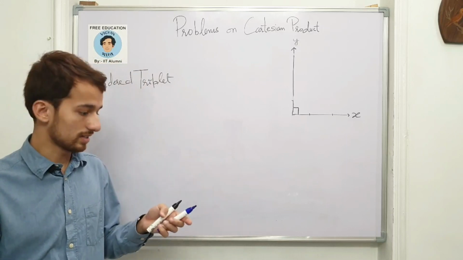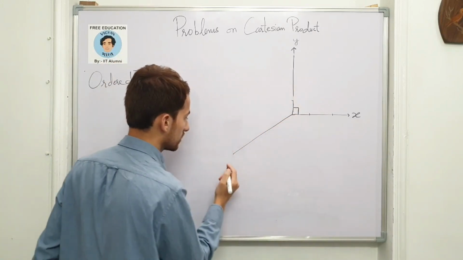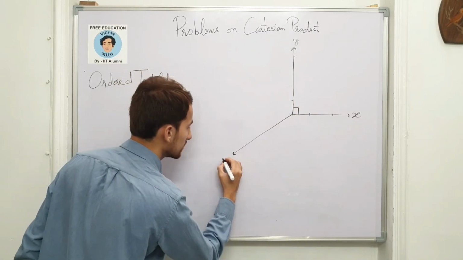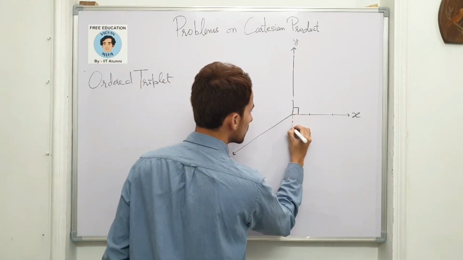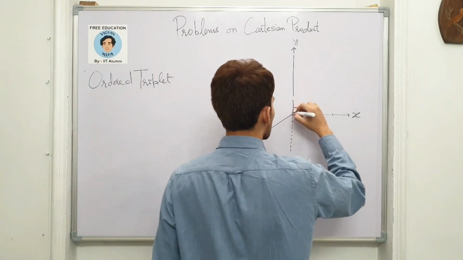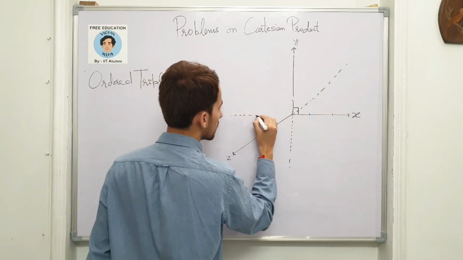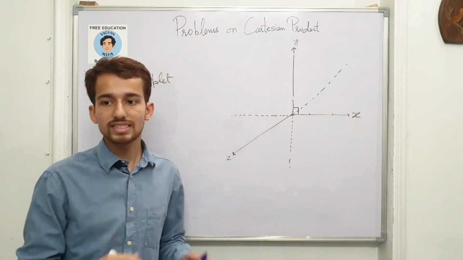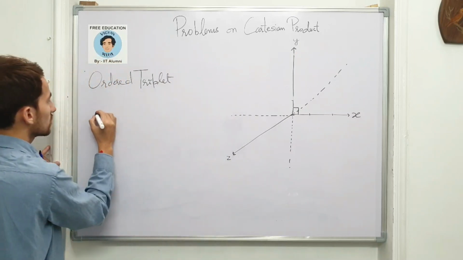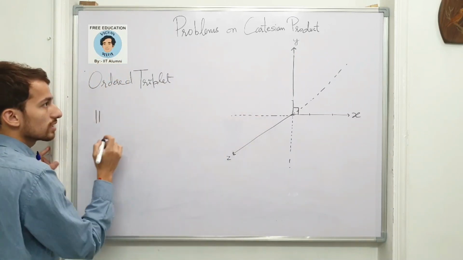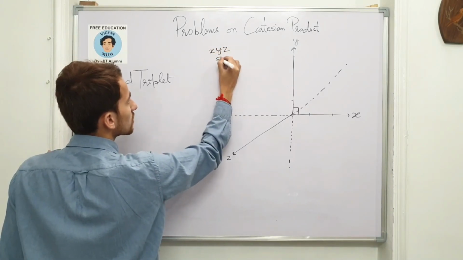This was our xy plane. Now I want another axis perpendicular to both the previous ones. This is my z. Fine. Of course, you can understand I'm not marking it fully, but you got the clarity. All three axes are perpendicular to each other. This is a space, three-dimensional space. This is the notation for this particular space: xyz space.